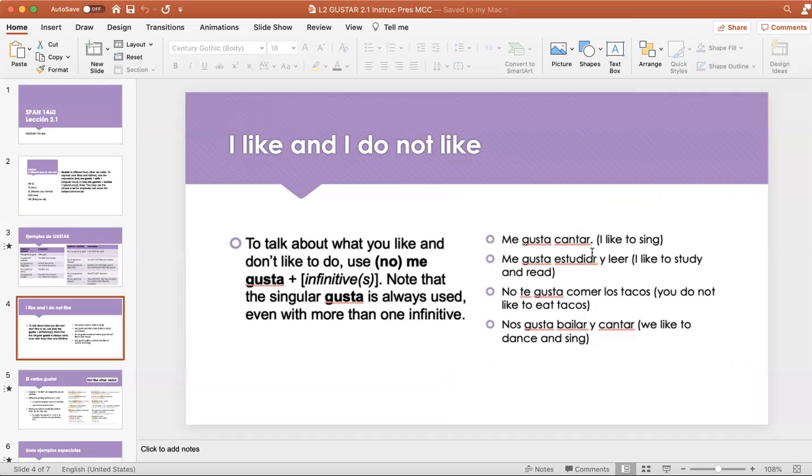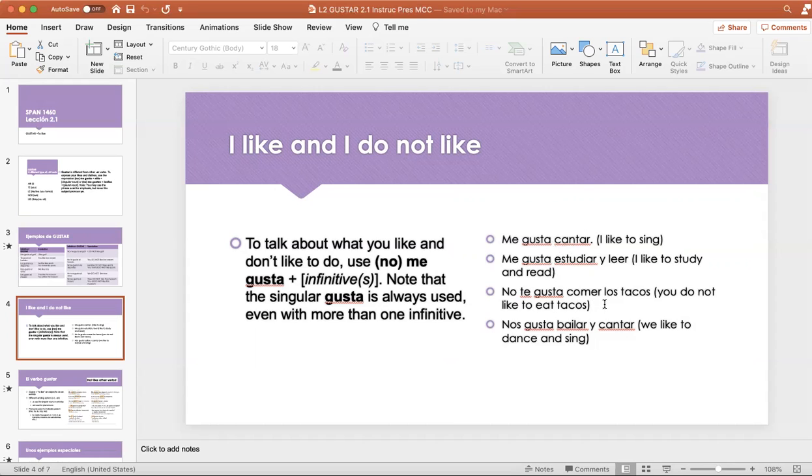Me gusta cantar. I like to sing. Me gusta estudiar y leer. I like to study and read. So look at these two examples. One has one action, and I use gusta. The next one has two actions, to study and read, and I'm still using gusta because I'm indicating simple actions.